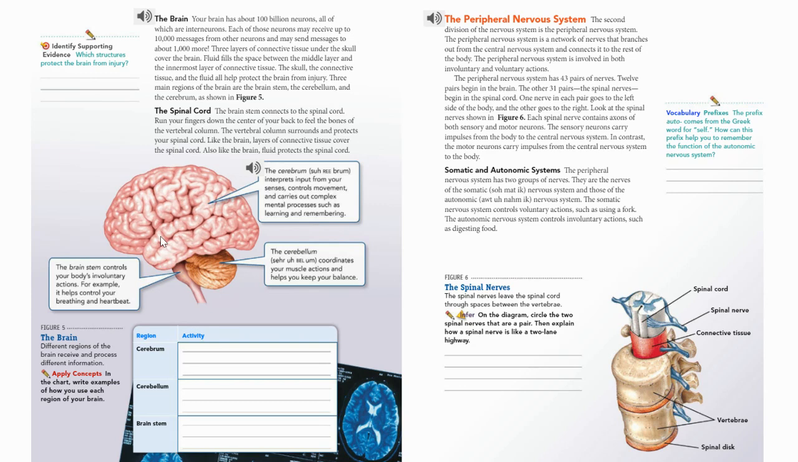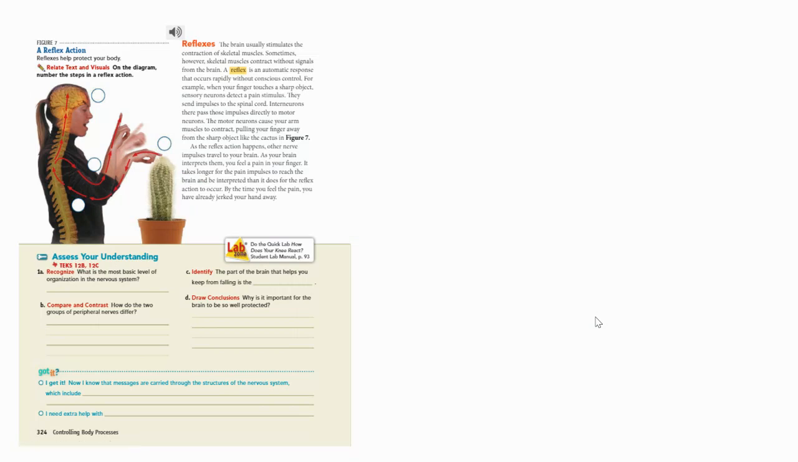Your peripheral nervous system is separated into two sections, your somatic and your autonomic systems. The peripheral nervous system has two groups of nerves. They are the nerves of the somatic nervous system and those of the autonomic nervous system. The somatic nervous system controls voluntary actions, such as using a fork. The autonomic nervous system controls involuntary actions, such as digesting food. So you can see here what we were talking about before with the protection that's offered by your vertebrae to your spinal cord. And remember, there's fluid that fills all these spaces around it to give it that additional protection.